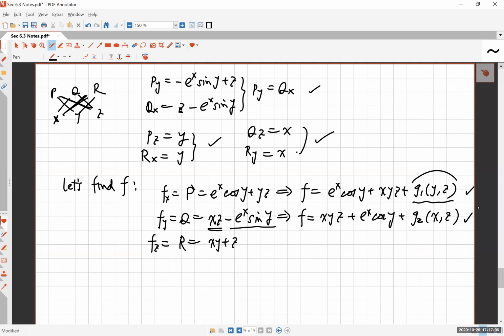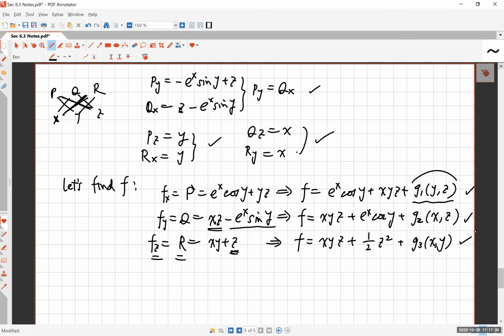and it also has to look like this. And one more thing, because after you differentiate f with respect to z, you get this R, which is xy plus z. I must have xyz. And in order to have this, what would I have to have in the original function? Yeah, 1/2 z squared. That would happen to be the antiderivative of z, right? You have to have this, and then you can have any expression of x, y, and constants.